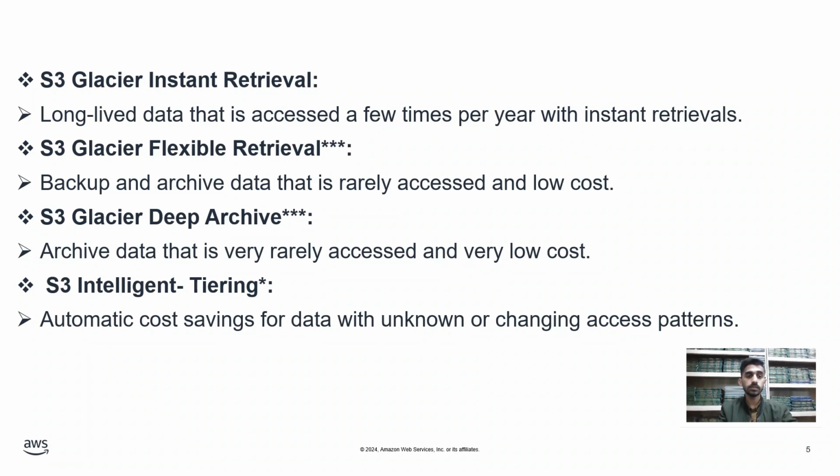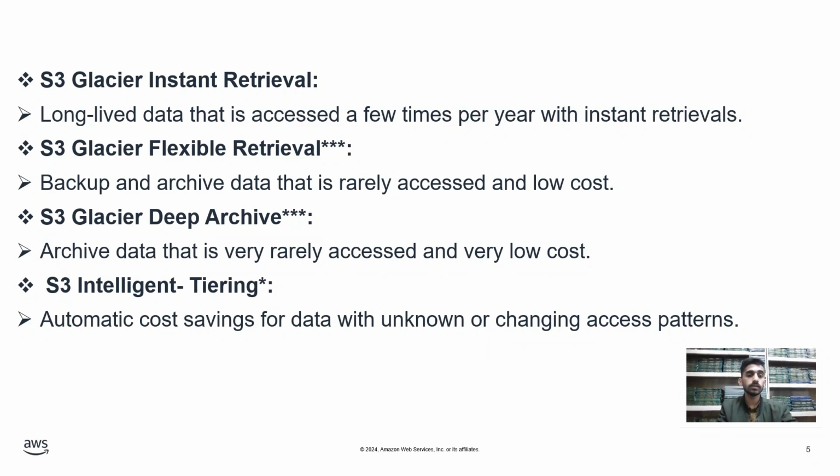Now the next one is S3 Glacier Flexible Retrieval. In this case, in S3 Glacier Flexible Retrieval, we retrieve our data after some minutes and hours, and it is cheaper as compared to S3 Glacier Instant Retrieval. Now the next one is S3 Glacier Deep Archive. In this case, we retrieve our data after 5 hours and 12 hours, and it is cheapest as compared to all the other classes of S3.